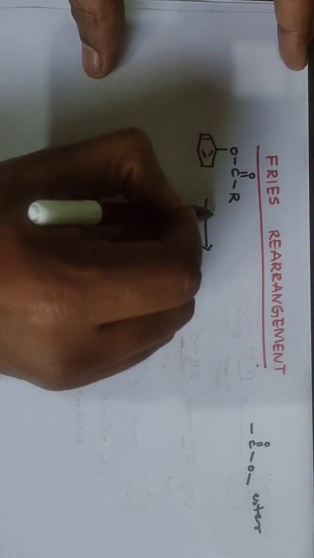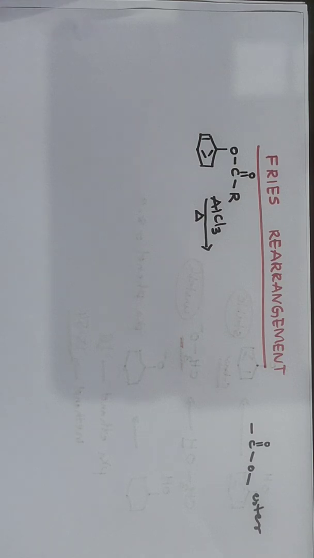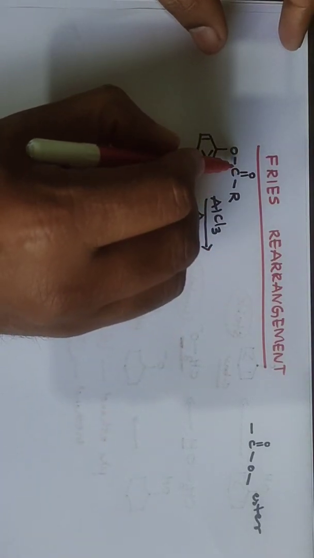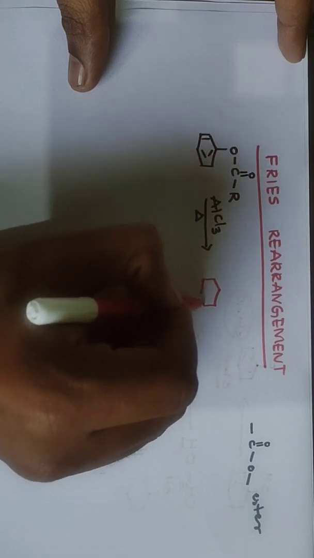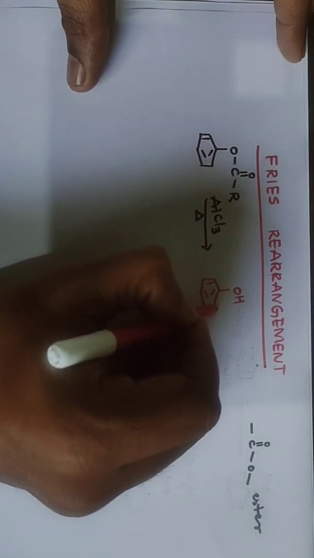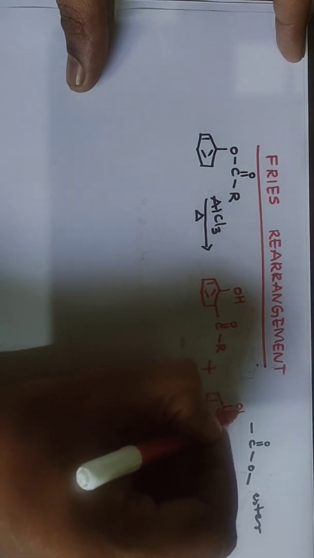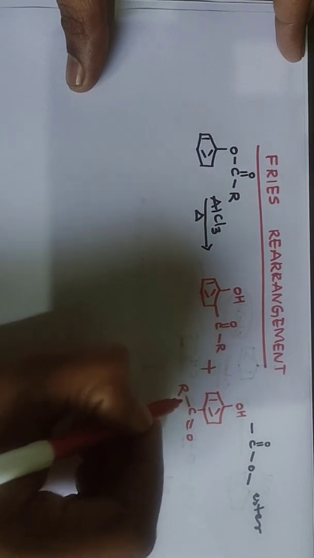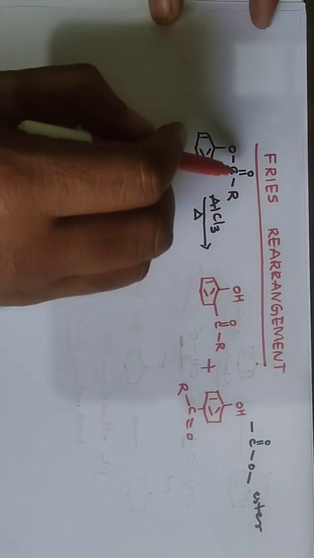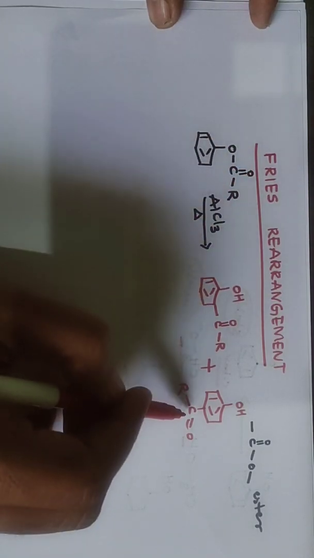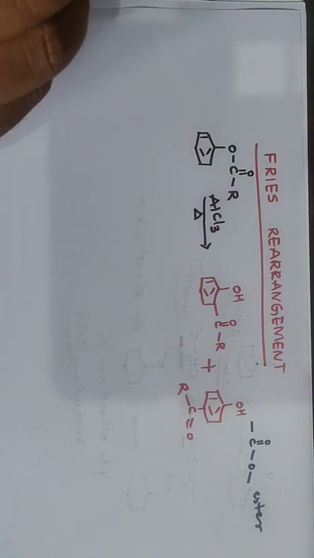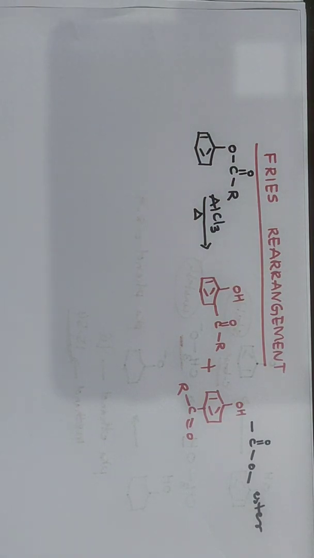Phenolic esters, when heated in the presence of AlCl3, aluminium chloride, which is a Lewis acid, undergo a rearrangement to give a mixture of this OH, C double bond OR, and this group, C double bond OR. This is what you get. So just a rearrangement takes place. The migration of the group has taken place to the ortho as well as the para positions. This rearrangement is called Fries rearrangement. It is just the migration of a group. A mixture of ortho and para isomers is obtained.